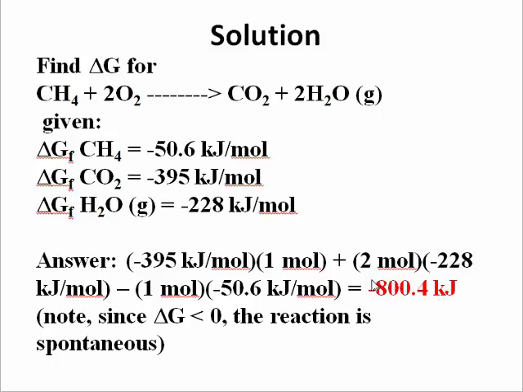Note, here we have a negative value for delta G, and we expect this reaction to be spontaneous. And since we know we burn natural gas for heat in our homes, we know that this is a spontaneous reaction.